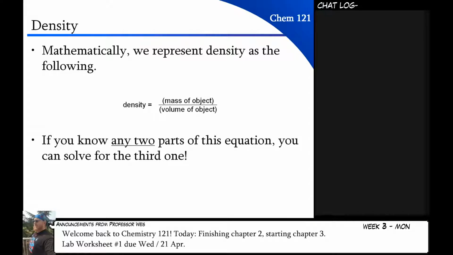All right. Now, here's the formula for density again. I'm going to reduce this down to just some terms that we're going to be writing down a lot. So there's our formula. D equals m divided by v.